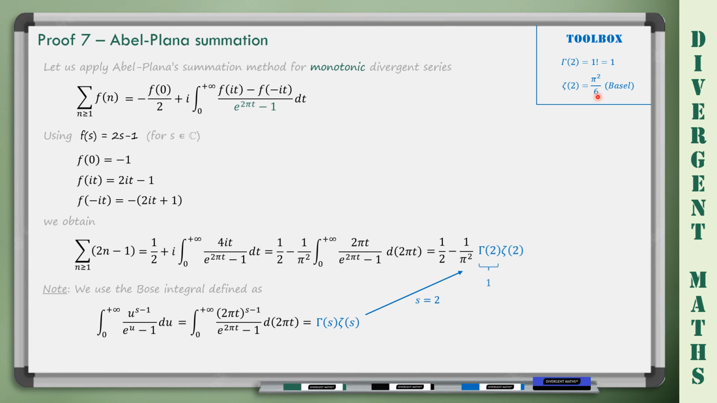So let's plug in those values. Gamma of 2, 1 factorial, equal to 1. Zeta at 2, pi squared over 6. So of course the pi squared will simplify each other, and we are left with 1/2 minus 1 over 6. 1/2 minus 1 over 6, of course, is equal to 1/3, and that is the correct result for the monotonic divergent series of odd numbers. That is the sum.